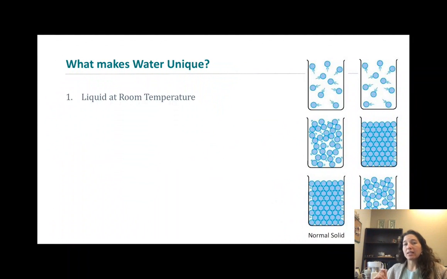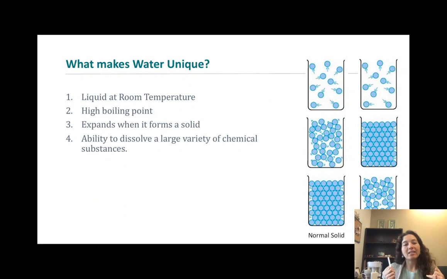So here are the few things that make water unique that we just discussed. It's a liquid at room temperature. It's got a high boiling point. It expands when it forms a solid. And it has an ability to dissolve a large variety of chemical substances. So make sure you know these, because when we talk about forces in the next topic, we're going to examine all of the reasons why this occurs.